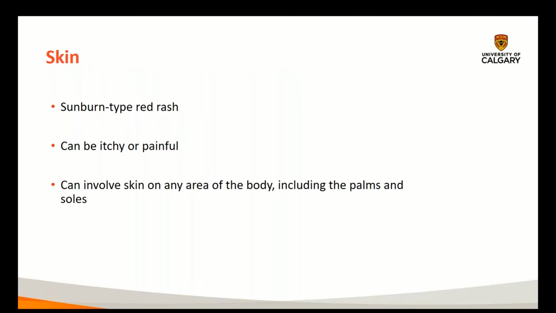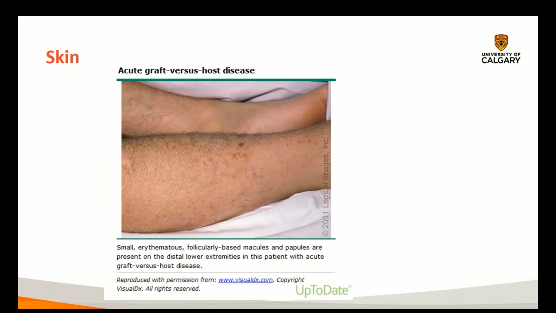So what does acute graft versus host disease look like on the skin? This tends to be a sunburn type of red rash. It can be itchy or painful, and it can involve skin on any area of the body, including the palms and the soles. We have some pictures here, and the appearance of graft versus host disease on the skin can vary, as you'll see over the next few pictures.